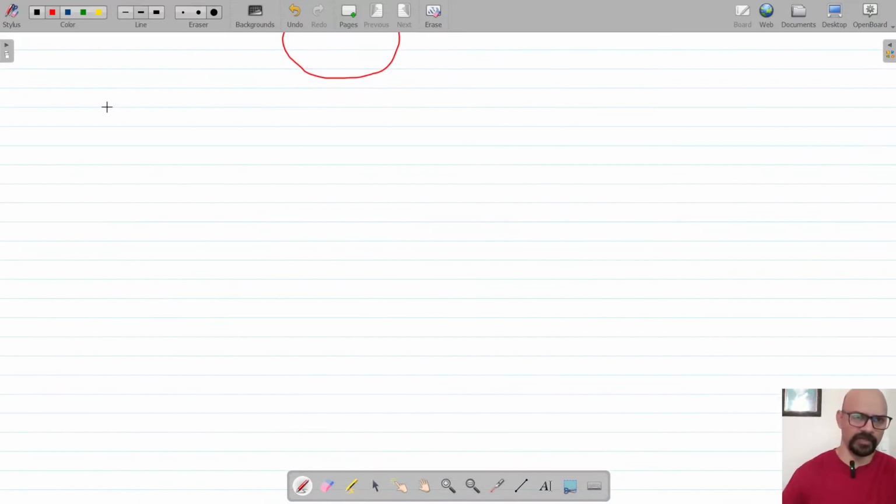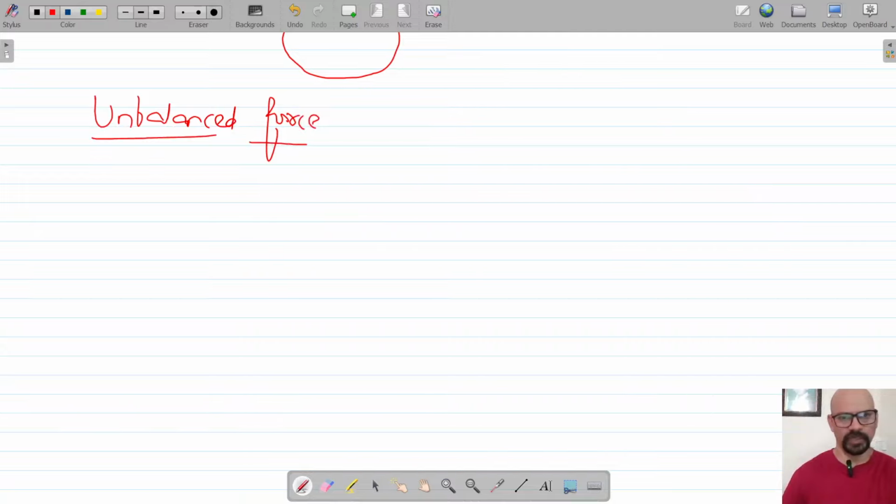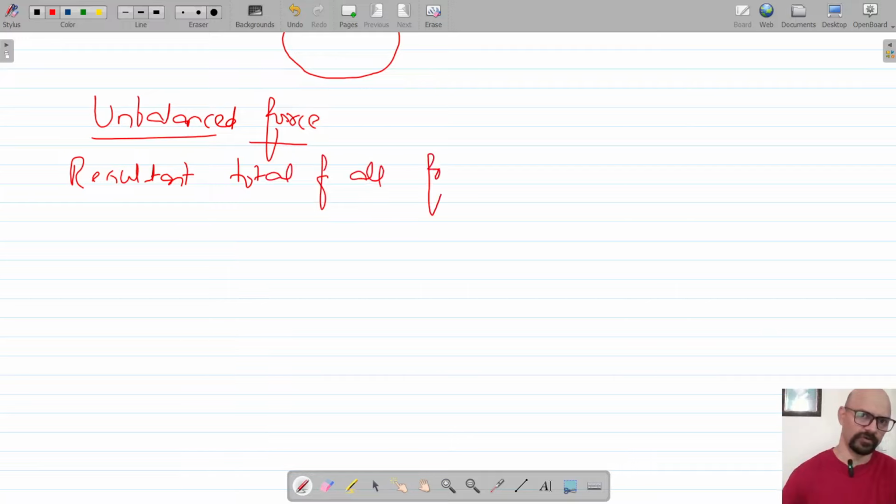Moving on to the unbalanced force, the definition of this would be just the opposite of the definition of the balanced force, and in this case the resultant total of all the forces is not zero. So when the resultant total of all forces is not zero, we say that it is an unbalanced force.